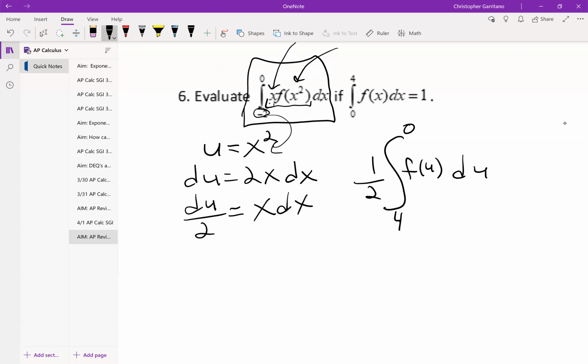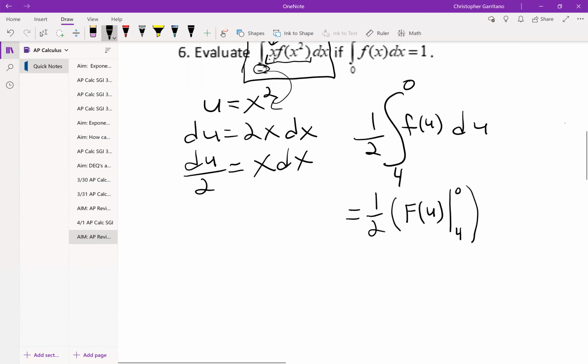All right. So now let's evaluate. So I have 1/2 times the integral. So the antiderivative of little f of u is big F of u, evaluated from 4 to 0, right? And moving down, I have 1/2 times big F of 0 minus big F of 4.